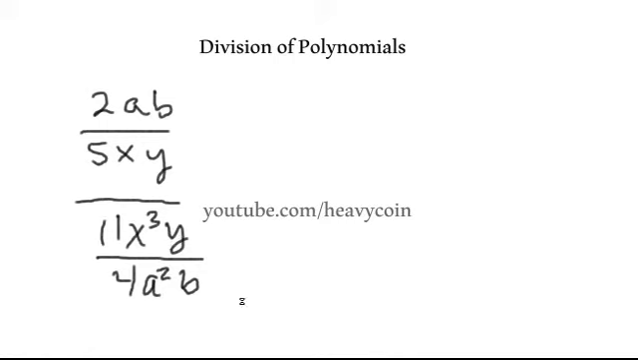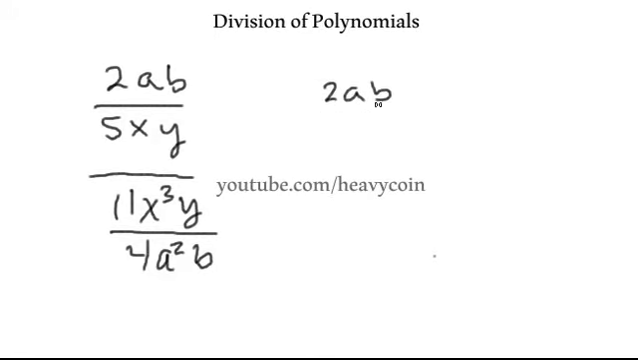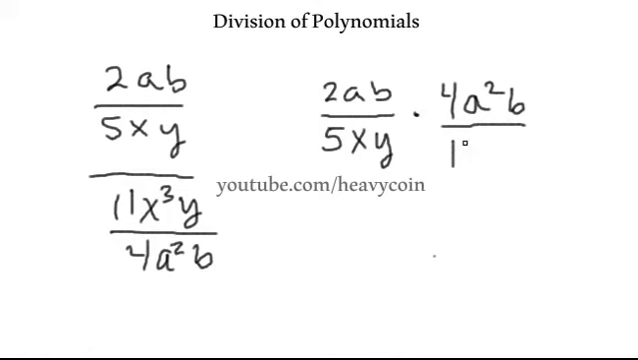Alright, I'm not going to be multiplying down here by its reciprocal. So I'm going to write 2ab over 5xy times. Now we're going to take this and flip this. So this becomes 4a squared b over 11x cubed y.